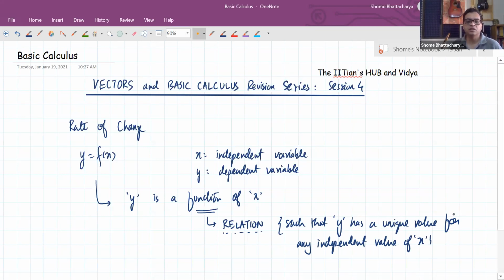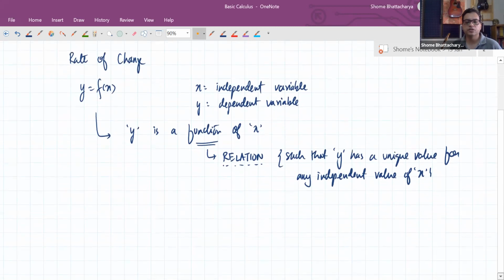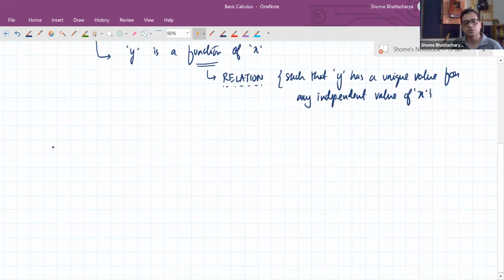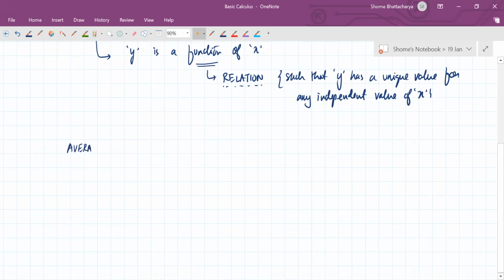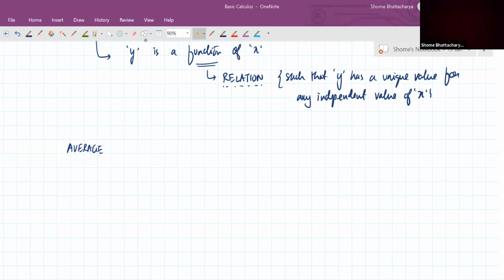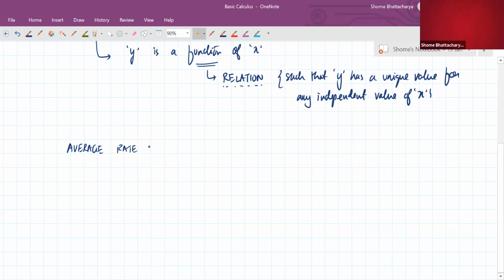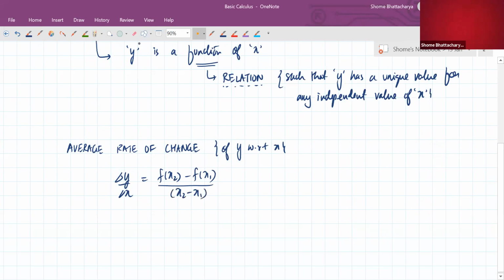Then we define something called the rate of change of y with respect to x. So we define rate of change in two contexts. Okay. We say there is, first of all, something called the average rate of change of y with respect to x, and that will be denoted by a symbol like this, delta y by delta x, okay, which will become nothing but the value of the function at some value x2 minus the value of the function at some value x1 upon x2 minus x1. So this average rate of change is just defined as the change in y divided by the change in x.